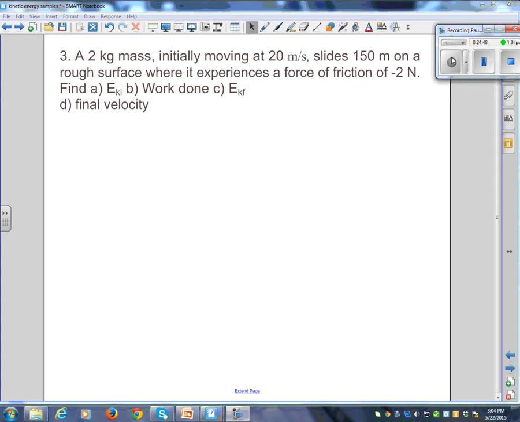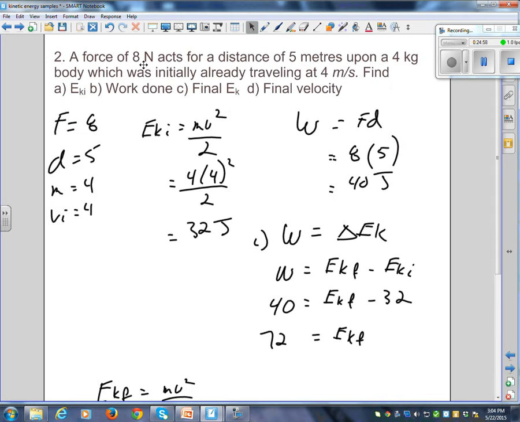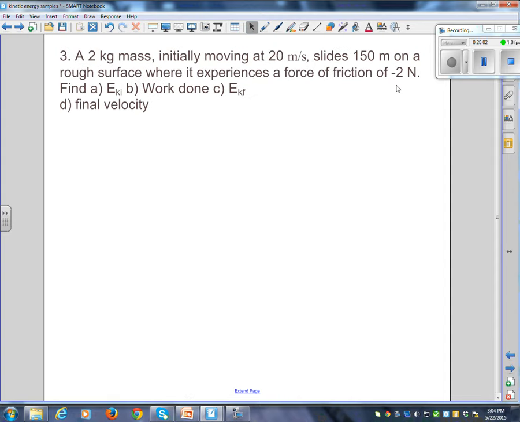Go ahead and try number 3. It's almost exactly the same. You've got a mass, you've got initial velocity. It experiences the force of friction. The only difference here is that instead of the force being positive 8, it's a force of friction of -2. And so it's actually negative work. It's going to take away speed.